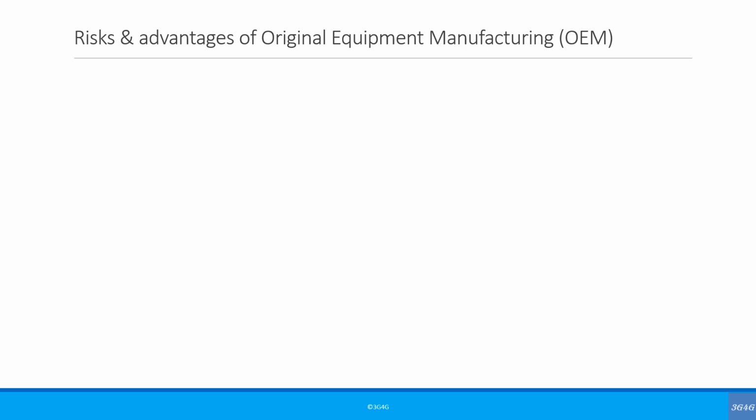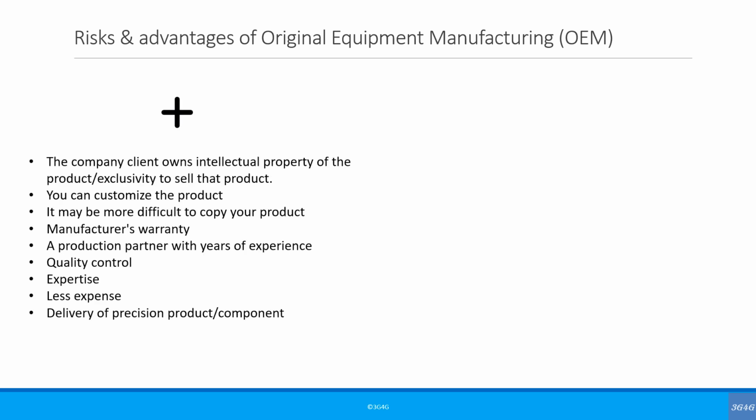So, some pros and cons of working with OEMs. As a client, you would own the intellectual property and exclusivity to sell that product. It can be customized. It may be more difficult to copy the product. Companies that partner with an OEM should expect to get a manufacturer's warranty. If there are any problems or product defects, the warranty protects the partnering company's investment.